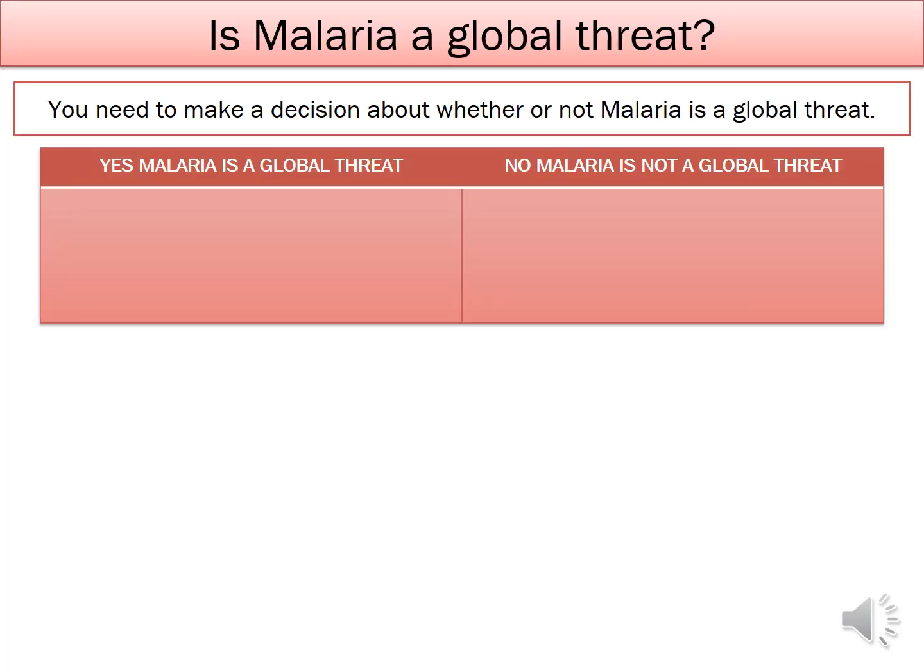Okay. So what we're going to do then is we're going to use that information that we've just learnt about from that compound line graph to look at the global threat of malaria. So what I want you to do is you need to make a decision about whether or not malaria is a global threat. And what I want you to do now is, can you just quickly create this table either on your Word document or on a piece of paper. So just pause the video now while you create this table.